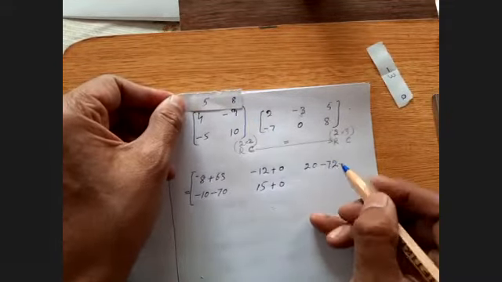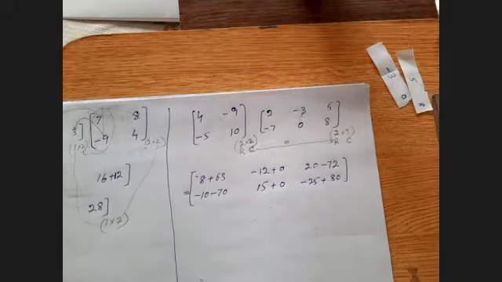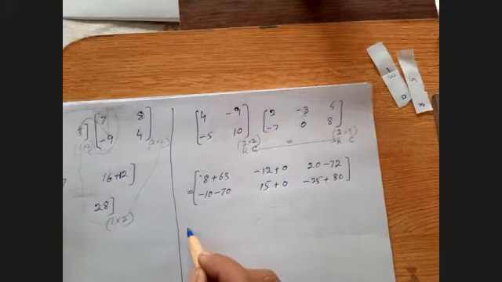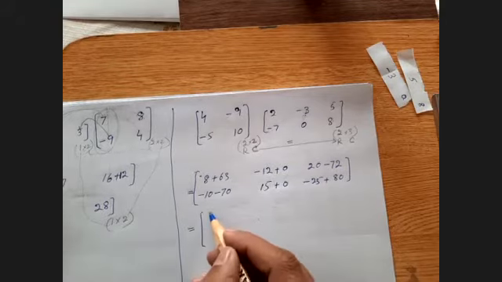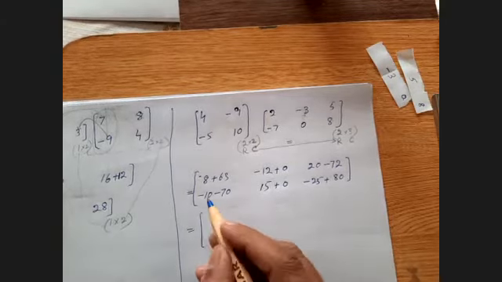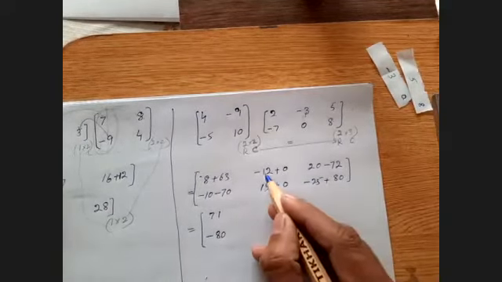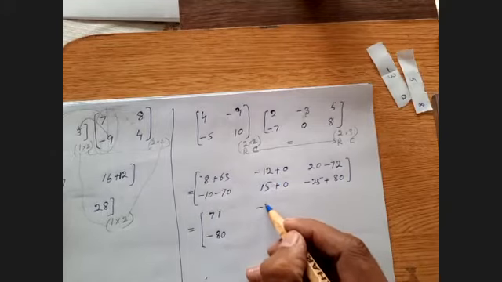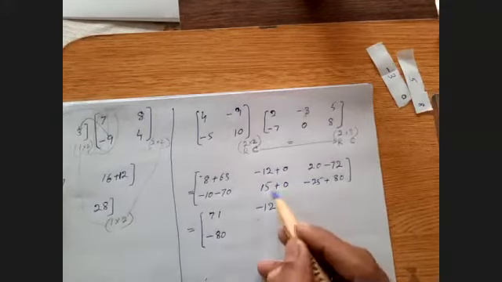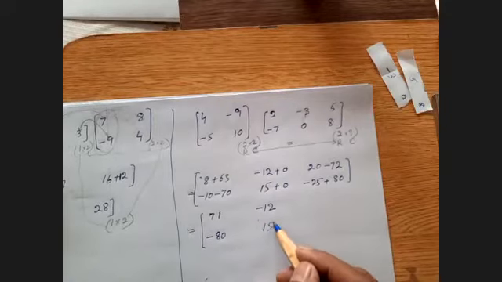Now you can see that I have multiplied rows and columns according to this. You will have to follow this rule because this is the basic rule which you must follow. Now you will have to add or subtract according to the given signs. 63 plus 8 gives you 71. Minus 10 and minus 70 gives you minus 80. Minus 12 plus 0 gives you minus 12, and 15 plus 0 gives you 15.